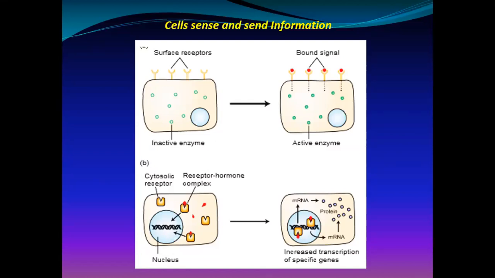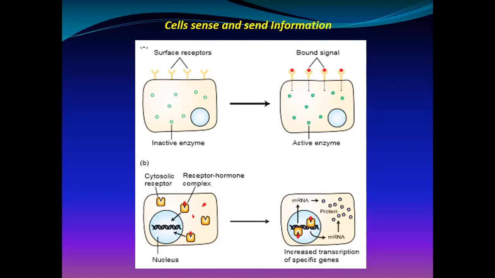So cells sense it. Who sends the signal? Beta cell. And then sending the information to where? Target cell. What is the target cell? Muscle cell. Understand? And then you can see now some of the hormones can bind to the cell surface receptors.